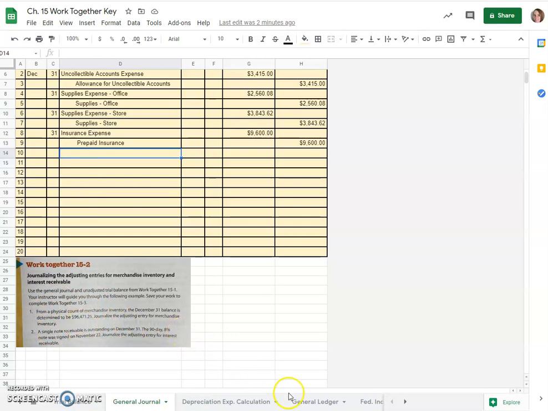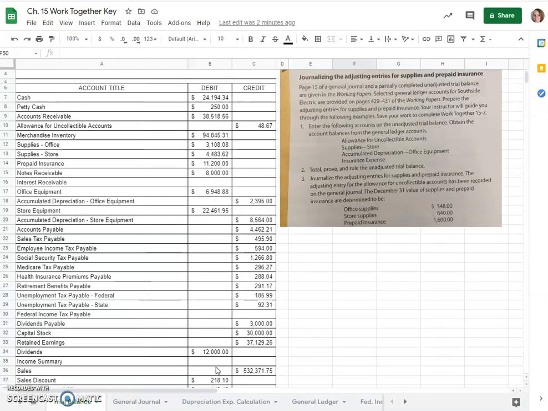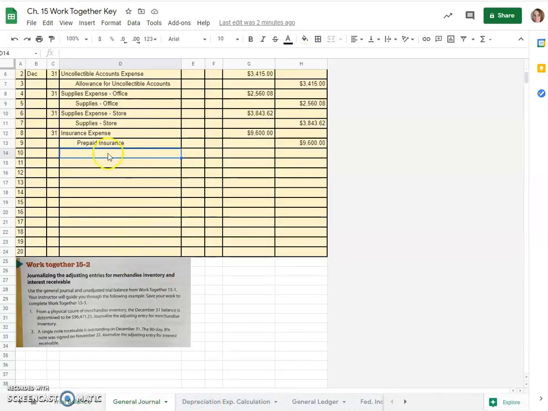$96,471.25 is what the count is, and according to our trial balance, merchandise inventory was at $94,845.31. So what we know is it increased. It didn't decrease. Because it increased, we've got to debit merchandise inventory. So let's go to our general journal. On the 31st, another adjusting entry, we debit merchandise inventory, and we credit income summary.